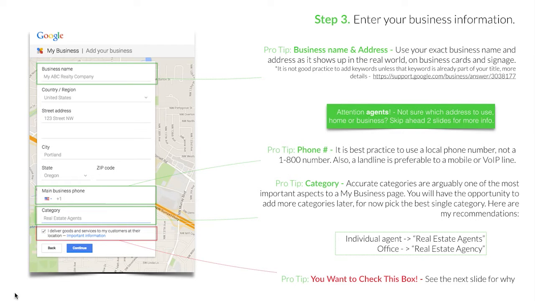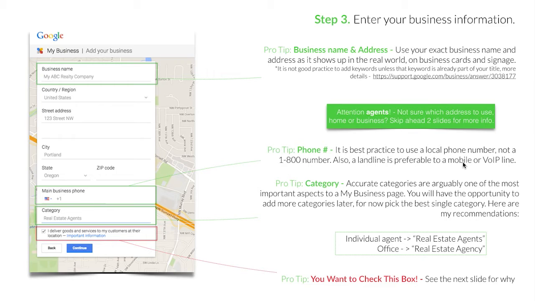Do that now. If you're an agent and you're not sure which address to use, hold on just a few minutes, and we're going to talk about that in a second. So you'll have to come back to this. Phone number, preferably use a local phone number. Do not use a 1-800 number. And if you can, use a landline as opposed to a mobile or voice over IP.